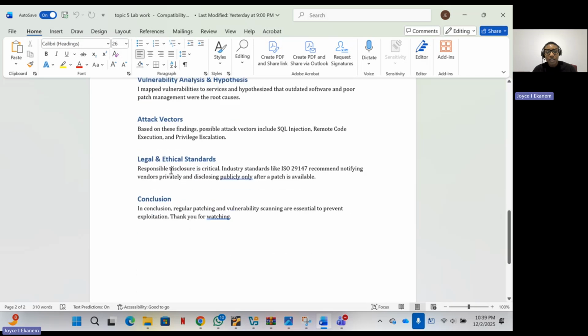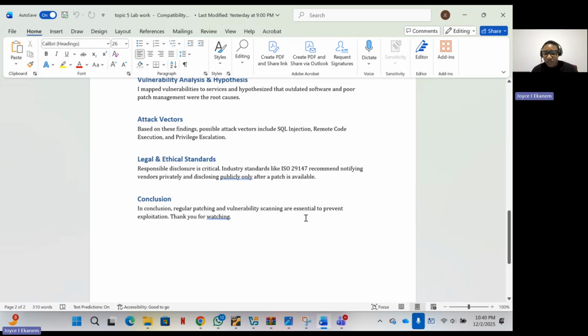Legal and ethical standards. Responsible disclosure is critical. Industry standards like ISO 29147 recommend notifying vendors privately and disclosing publicly only after a patch is available. In conclusion, regular patching and vulnerability scanning are essential to prevent exploitation.